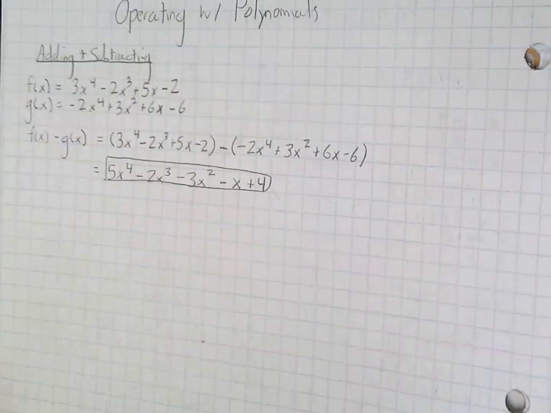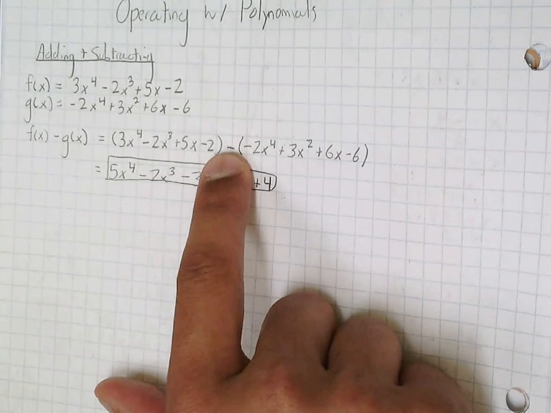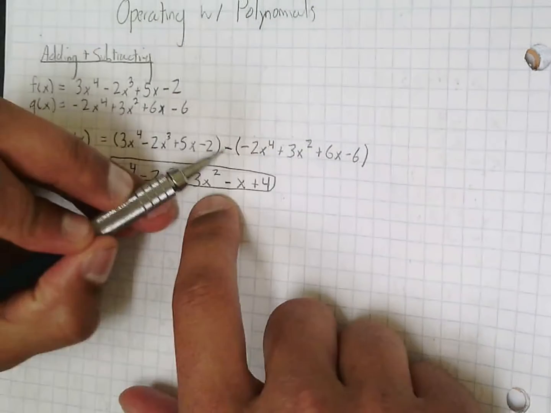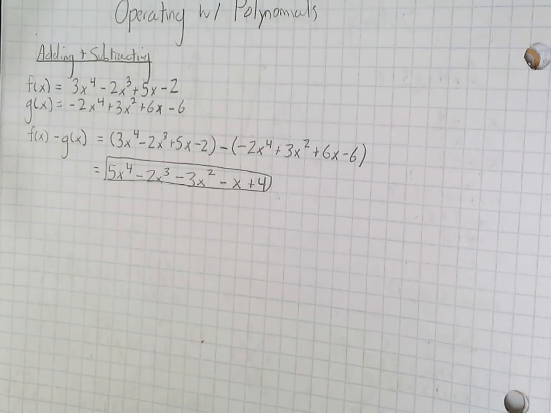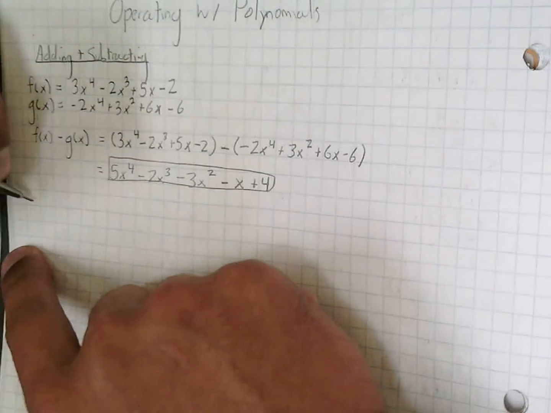Okay, so if it were adding, we would simply combine like terms. We wouldn't have to subtract. So adding and subtracting. I won't do an example of adding. I think we're okay. Let's look at multiplying.